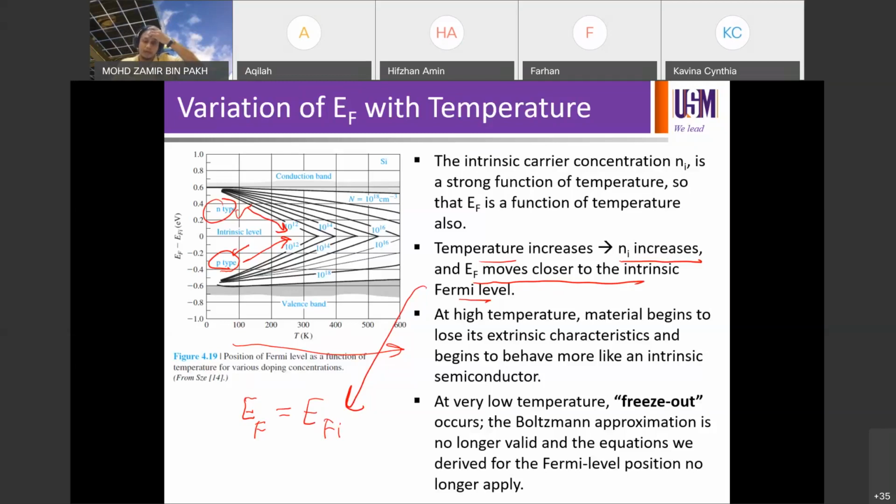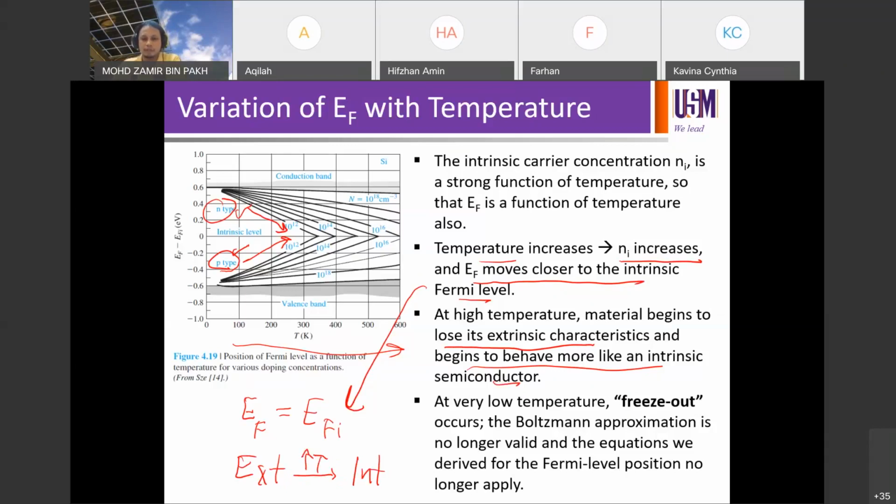But if you increase your temperature high enough, your material, your silicon for example, begins to lose its extrinsic characteristics at high temperature. So remember, you start off with extrinsic, but if your temperature is high enough, it's going to lose the extrinsic properties, and it begins to behave more like an intrinsic semiconductor. So if you have your extrinsic at the beginning, and you increase the temperature high enough, your semiconductor is going to be intrinsic eventually.